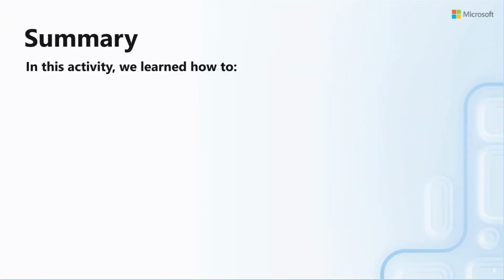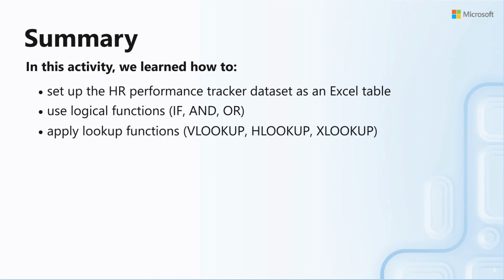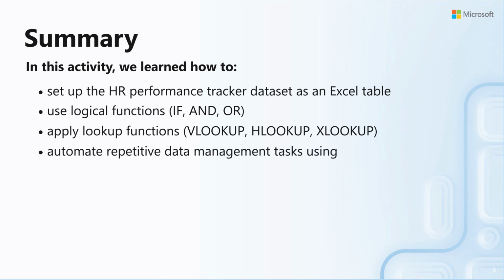Great! Let's recap what we've done. In this activity, we set up the HR Performance Tracker dataset as an Excel table, used the logical functions if, and, or to evaluate employee performance. We also applied lookup functions, the XLOOKUP, VLOOKUP, to retrieve information and complete the summary report. Finally, we automated repetitive data management tasks by using Excel Copilot.